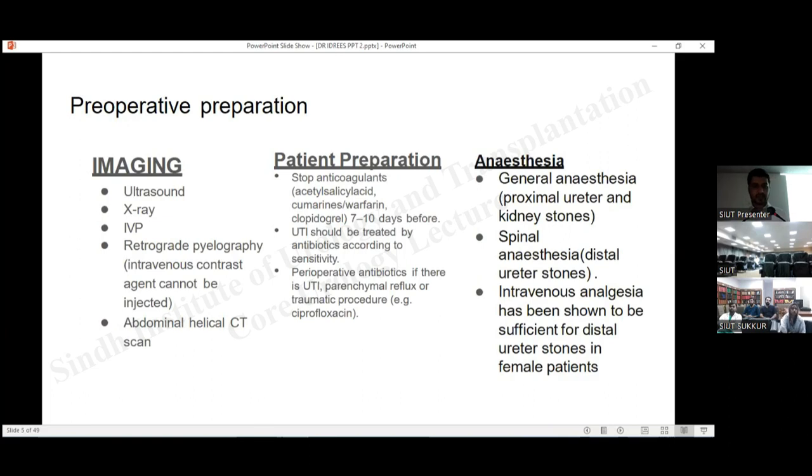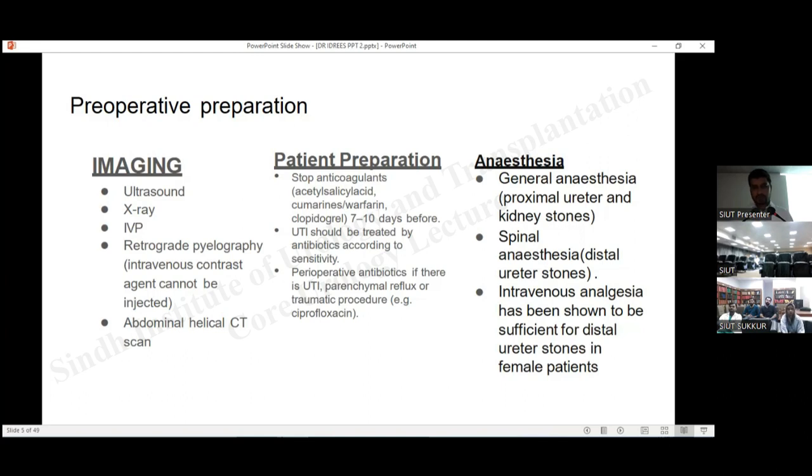For preoperative preparation, we have to take a detailed history, examination, and investigations. We do ultrasound and X-ray to diagnose the stone, and IVP and retrograde pyelography in which intravenous contrast agent can't be given, and an abdominal helical CT scan is done. We have to stop anticoagulants 7 to 10 days before the operation. If there is UTI, it should be treated, and give preoperative antibiotic if there is parenchymal reflux or a traumatic procedure.